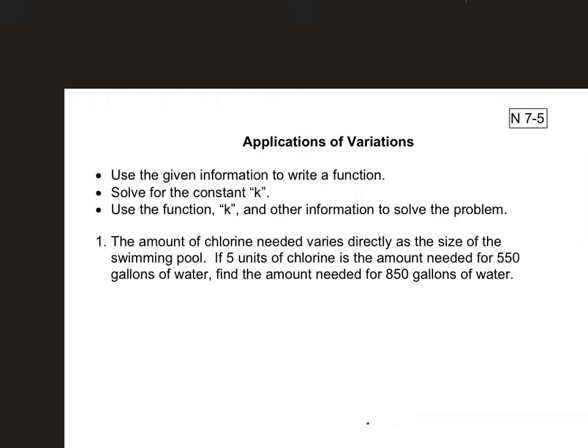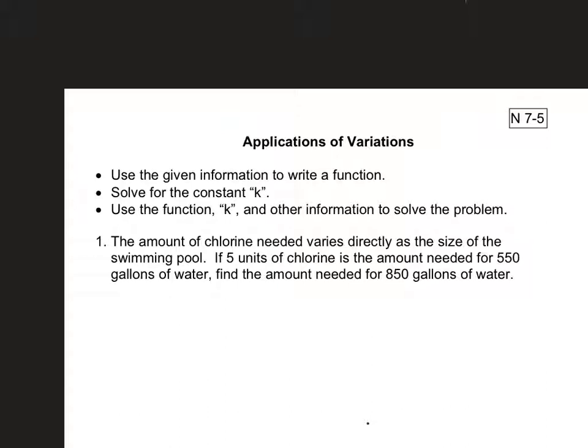Use the given information to write a function. Solve for the constant k. Use the function, k, and other information to solve the problem. So it's going to be just like yesterday. It's going to give us a statement about inverses or is inverse, my brain is slipping. It's going to ask us whether it's varying directly or inversely, and then we're going to decide, write the equations, and then we'll be good from there.